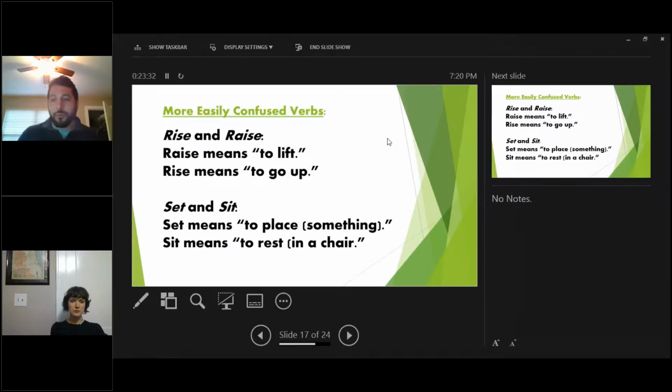Okay, here's a couple more. Rise and raise. So raise means to lift, and rise means to go up. And then set and sit. So set just means to place something down, and sit means to rest, like in a chair.